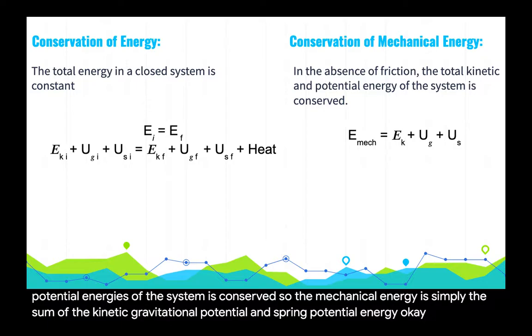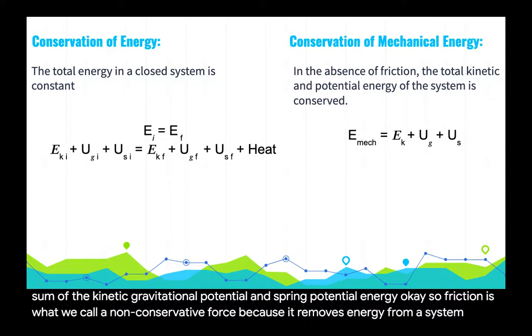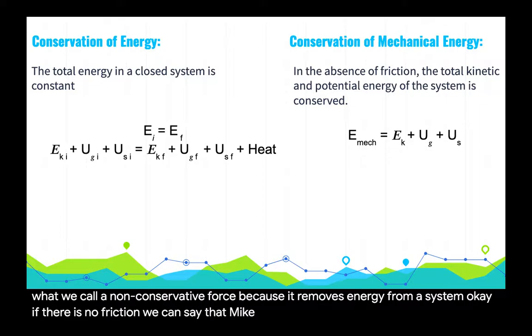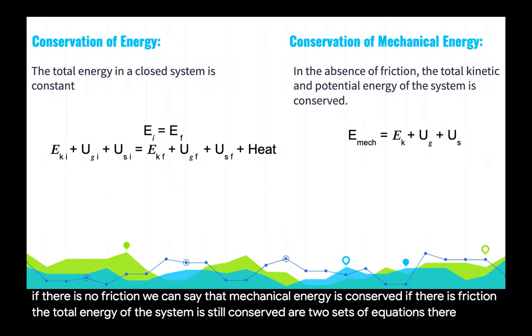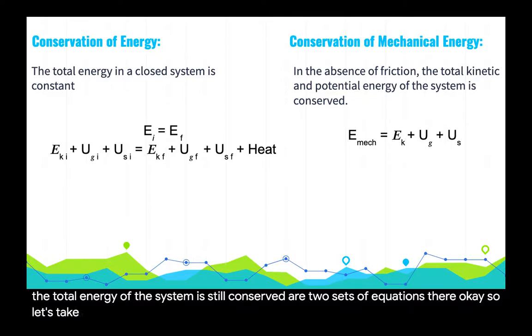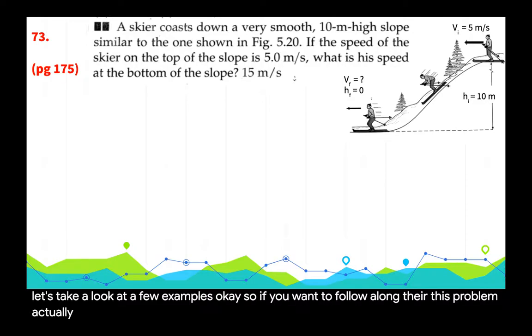Okay, so friction is what we call a non-conservative force because it removes energy from a system. If there is no friction, we can say that mechanical energy is conserved. If there is friction, the total energy of the system is still conserved. Those are our two sets of equations there. So let's take a look at a few examples. If you want to follow along, this problem actually comes from your book.